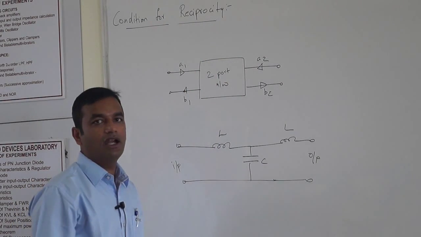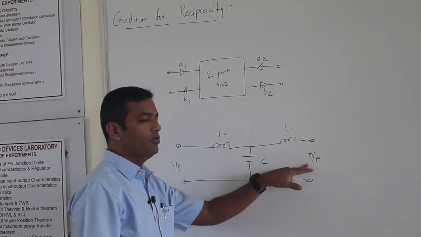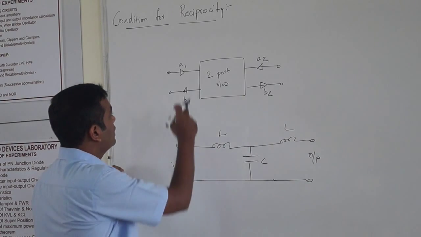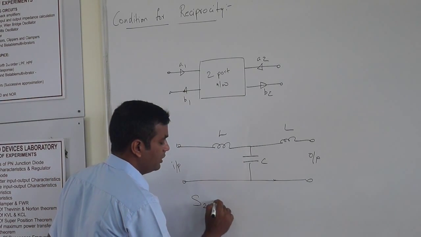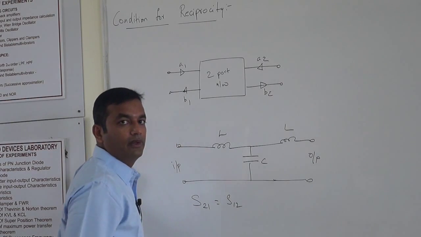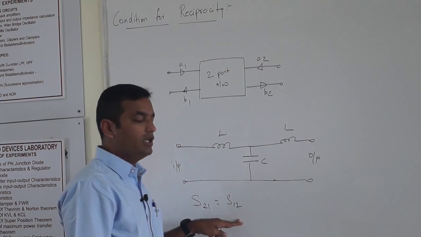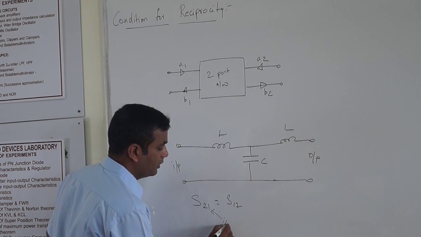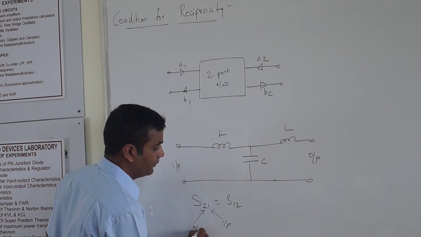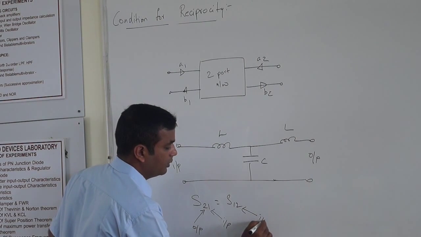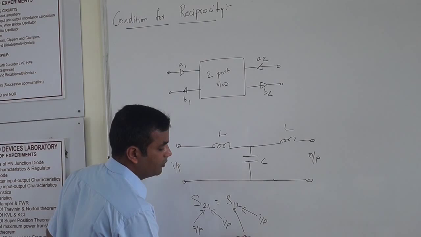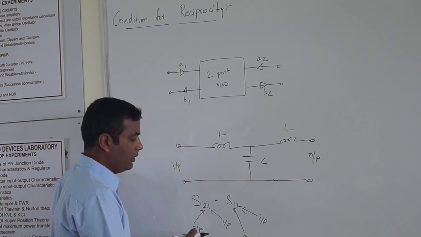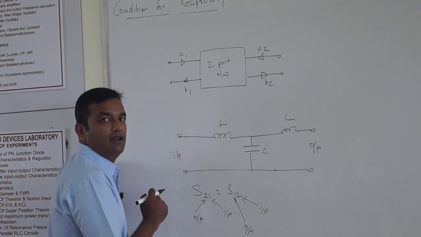Let us see what the condition is. Given an input, you get an output. If I give the same input at this end, I should get the same output. That means S21 should be equal to S12. What is the physical meaning of S21? Port 1 is the input and this is the output port. If both are equal, that means the network is reciprocal in nature.